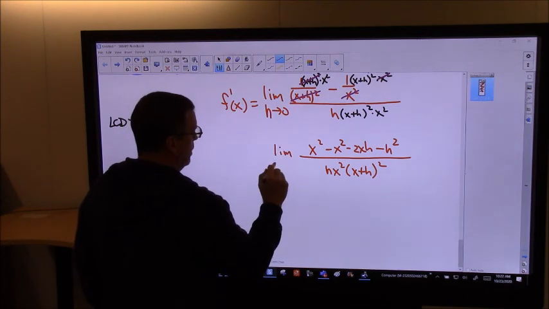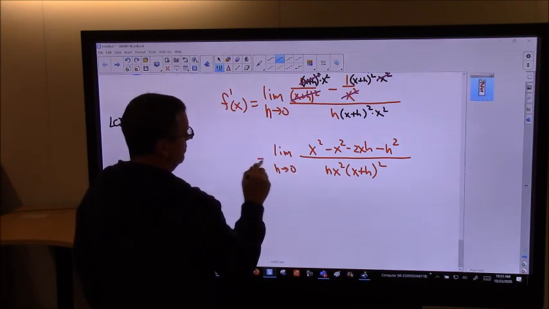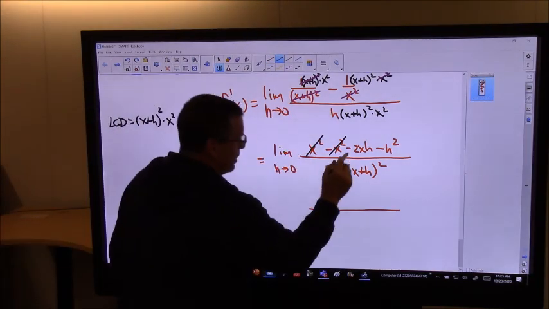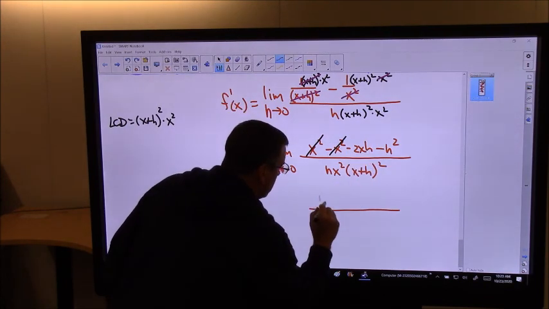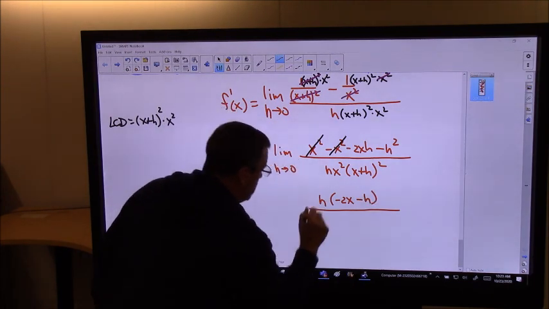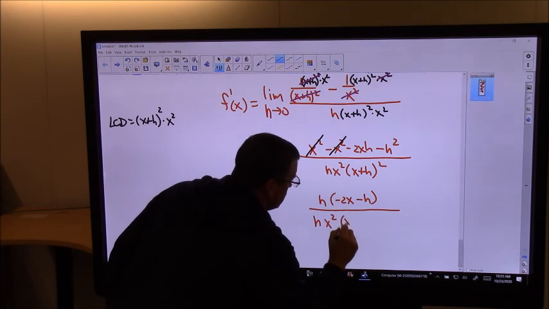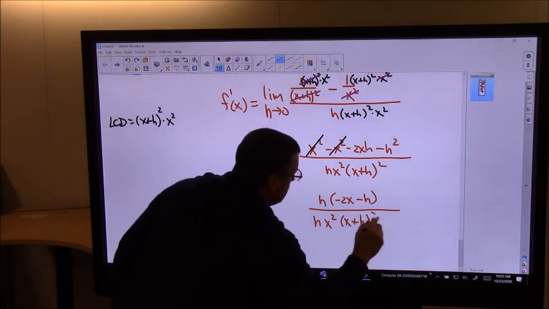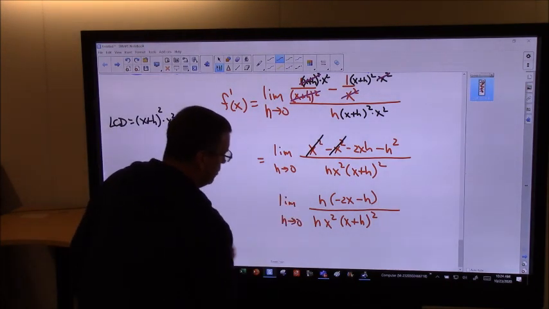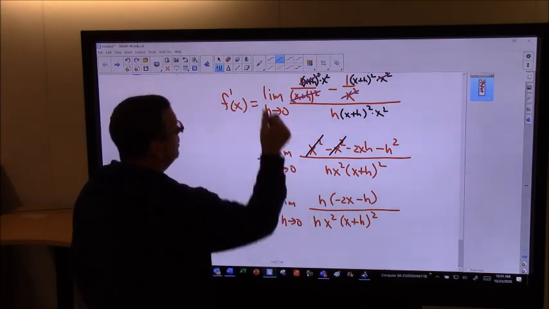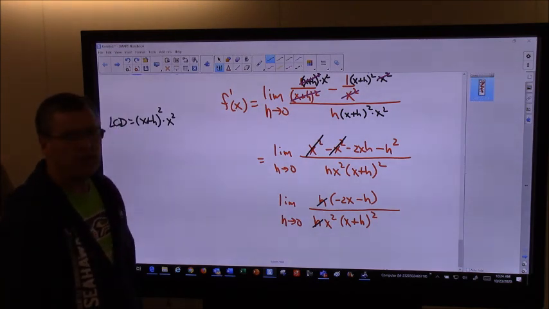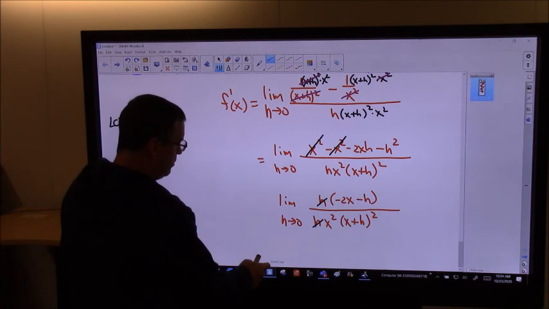Limit as h approaches 0. So I can see that that minus that is 0. All right, so I can see that if I factor an h out of each of those, I get h times a negative 2x minus h. In the denominator, I still have h times x squared times x plus h squared. Limit as h approaches 0. If I plug that in now, I'm still going to get 0 in the denominator. But the moment I cancel those h's, I'm no longer going to get 0 in the denominator. So now I can do my direct substitution.